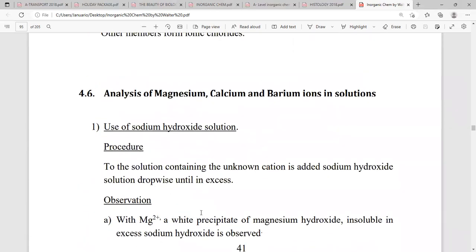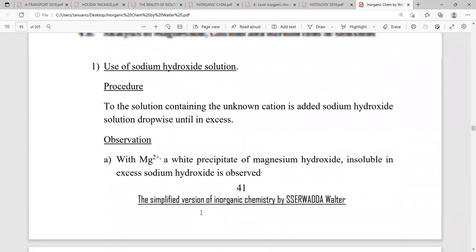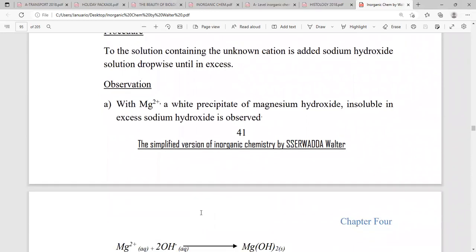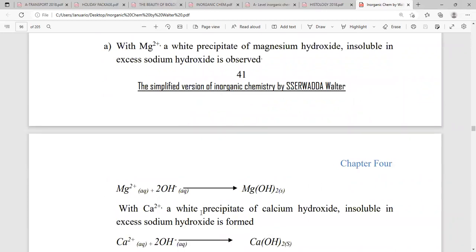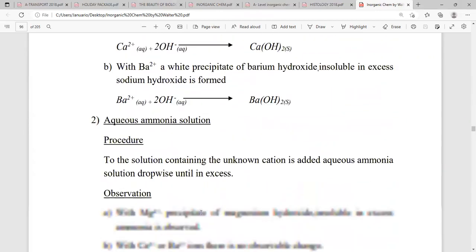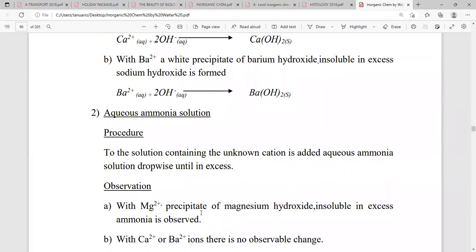Now some of the analysis of magnesium, calcium, and barium ions in solution. When you are using sodium hydroxide solution, you add it to the solution containing an unknown cation dropwise until in excess. If magnesium is present, you get a white precipitate of magnesium hydroxide, insoluble in excess sodium hydroxide. If it is calcium, you get the same observation. Also with barium, you get the same observation: a white precipitate insoluble in excess.